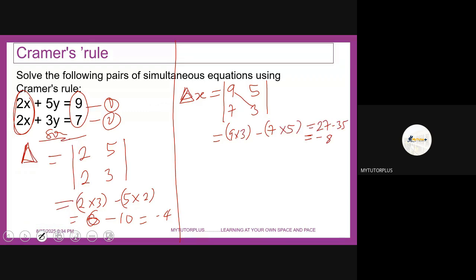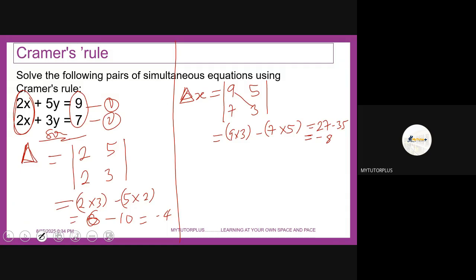That would be 9 times 3. Then we have minus 7 times 5, or 5 times 7, either of the two. And what will be our result for this? 27. 27 and minus what? 35, right? That's 5. And what will be our result? Minus 8. Minus 8. Thank you so much for that.